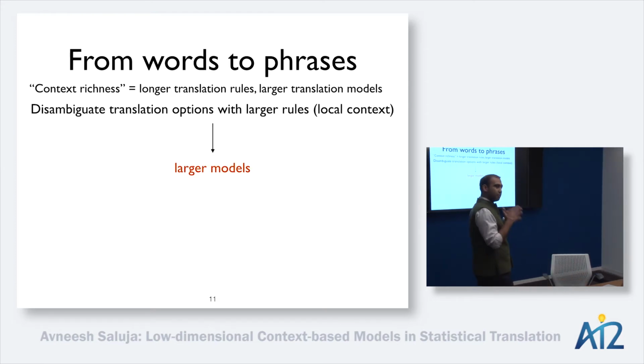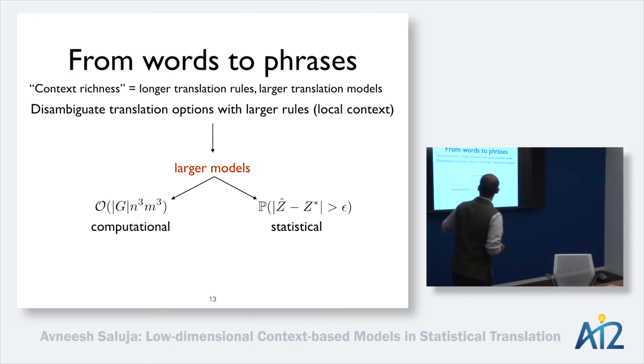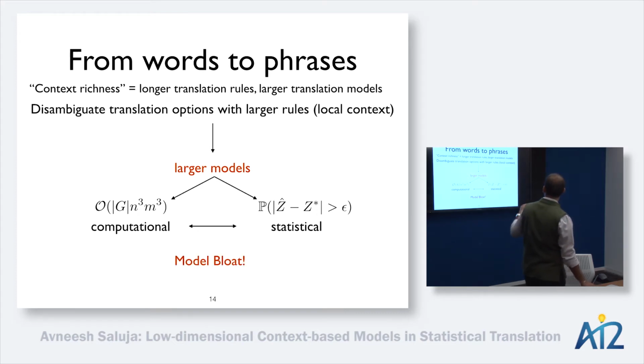If we're going to disambiguate our translation options with these larger rules, we're going to come up with both computational and statistical issues. Computational, naturally, because we have this grammar constant G, which is the size of the grammar, the number of rules in my grammar, and that's going to increase exponentially in the length of the basic phrasal unit that I need to consider. We also have statistical issues, because for the very same corpus, these phrases are exponentially less likely to occur in the length of the phrase, so the estimation is not going to be very solid. I can throw in more data, but I'm going to get more computational issues and more unique phrases that I haven't seen before, so we have this whole model bloat issue.